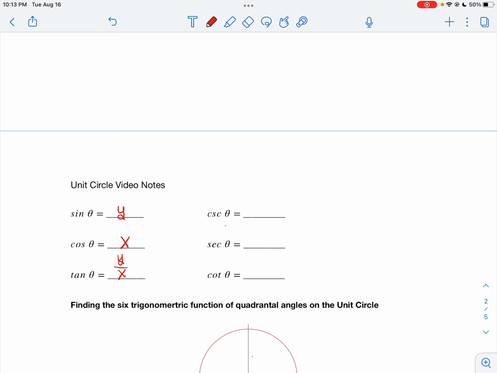Now, cosecant, this might be a new trig function for some of you. Cosecant is defined as 1 over the sine function. So that means cosecant of theta, when theta represents the central angle to a point (x, y) on the unit circle, would be 1 over y.